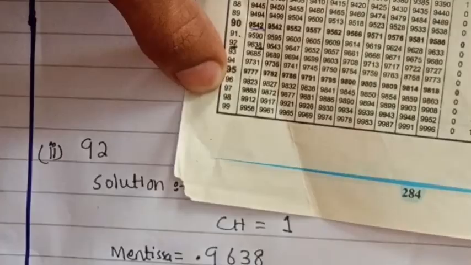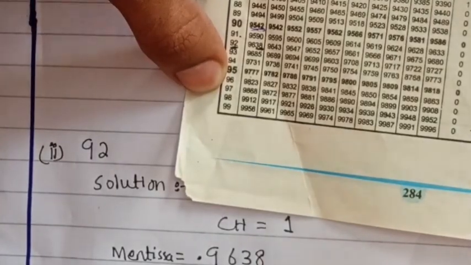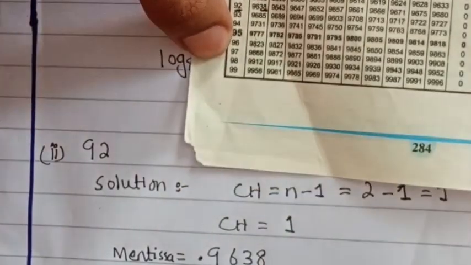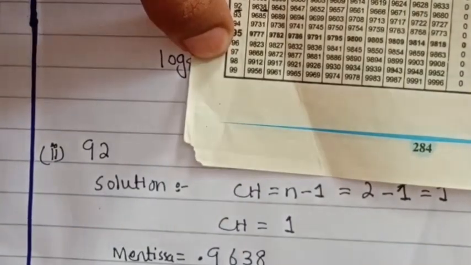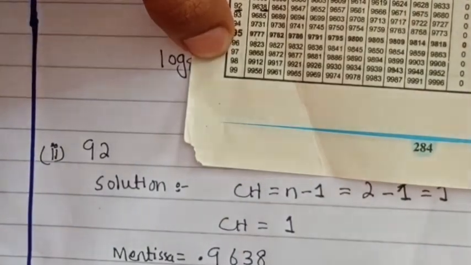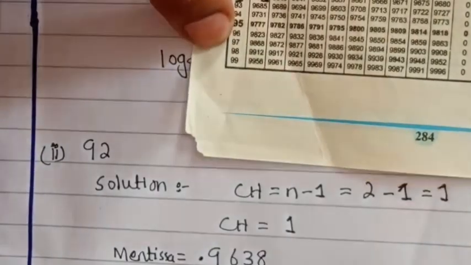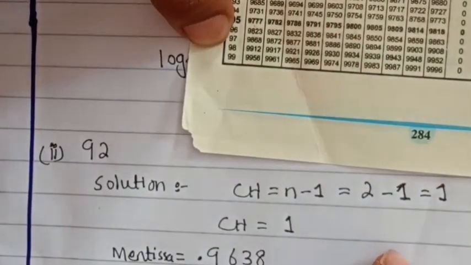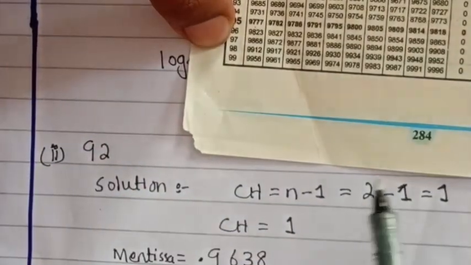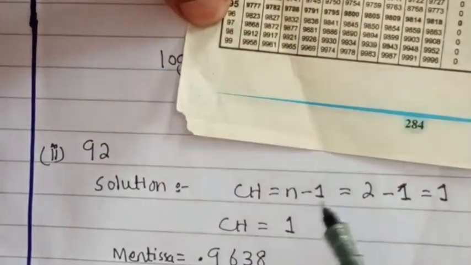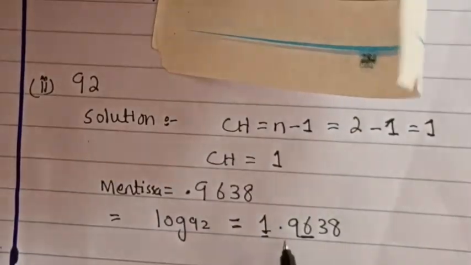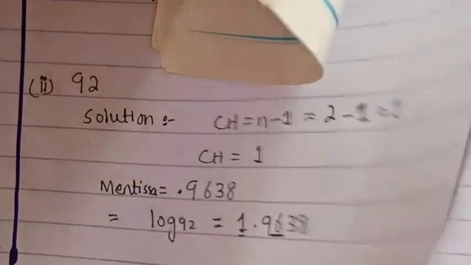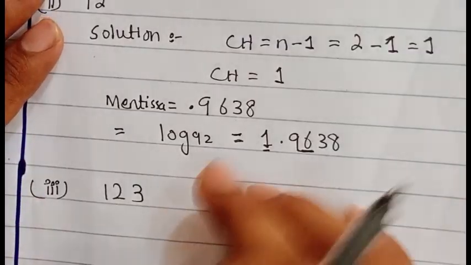So my total answer will be log 92 is equal to 1.9638, okay? It is divided into two parts: one is the characteristic, one is the mantissa, and I found the log of 92. If you calculate it in the calculator, you will write log 92 and get the answer 1.9638.